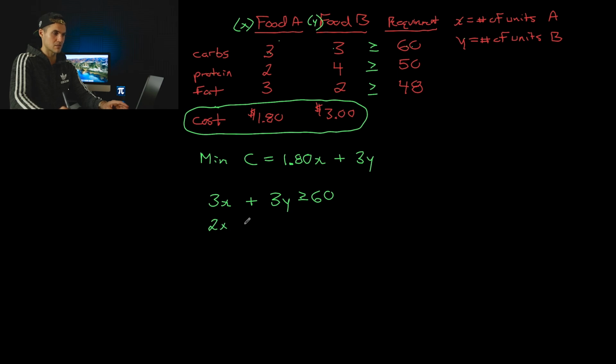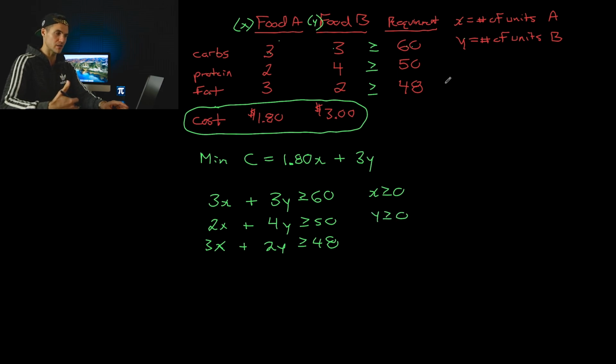And then 2x for the protein, 2x plus 4y has to be greater than or equal to 50. And then 3x plus 2y has to be greater than or equal to 48, like that, for the requirement of the fat, right? So the total fat that we're going to have to get is going to have to be greater than or equal to 48. Yeah, and then I think we're good. And then obviously the x and the y, those have to be greater than or equal to 0, right? You can't have negative units of these foods over here, right?